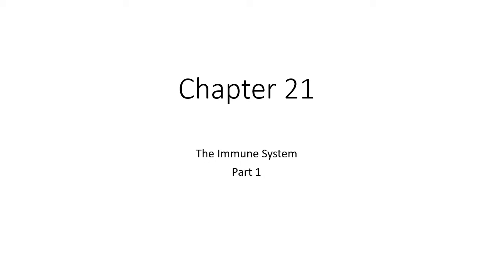Chapter 21 is talking about the immune system. And the immune system is your body's response to foreign invaders. So when you think about a foreign invader, the word pathogen comes to mind. And a pathogen is an environmental agent that's capable of producing disease.